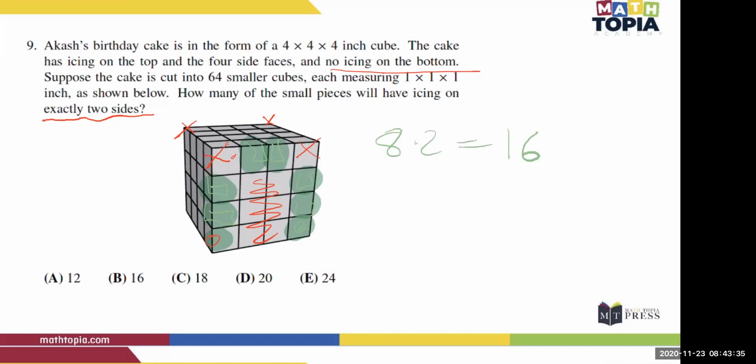Now, are we done yet? We're actually not, because if you see these 2 cubes on the side, they also have 2 faces of icing, as well as these 2. So we have 4 more cubes that fit our constraints, and so we get 16 plus 4 equals 20, which is D. So 20 total, 2 sides.